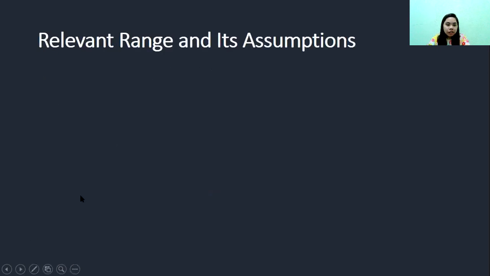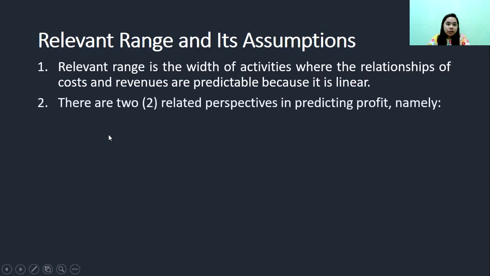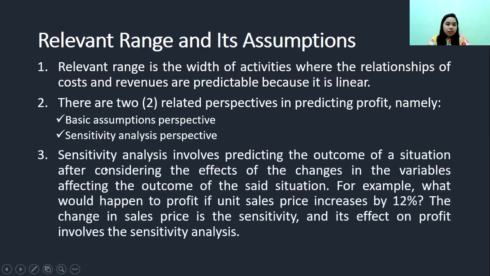Then relevant range and its assumptions. Relevant range is the width of activities where the relationships of cost and revenues are predictable because it is linear. There are two related perspectives in predicting profit, namely, first is the basic assumptions perspective, and second is the sensitivity analysis perspective. Sensitivity analysis involves predicting the outcome of a situation after considering the effects of the changes in the variables affecting the outcome of the said situation.